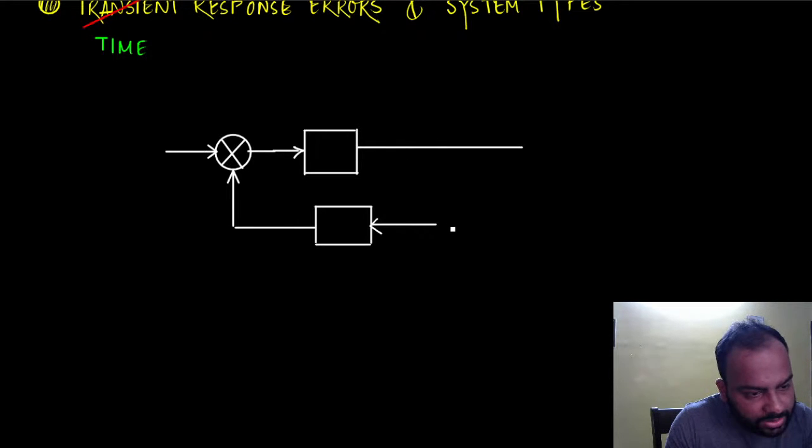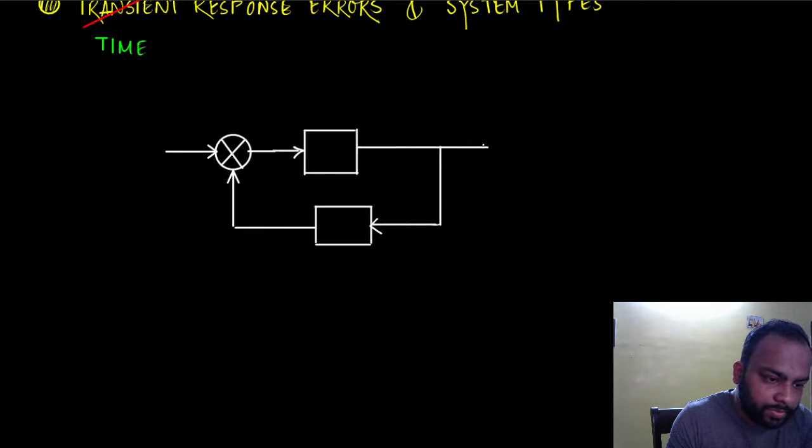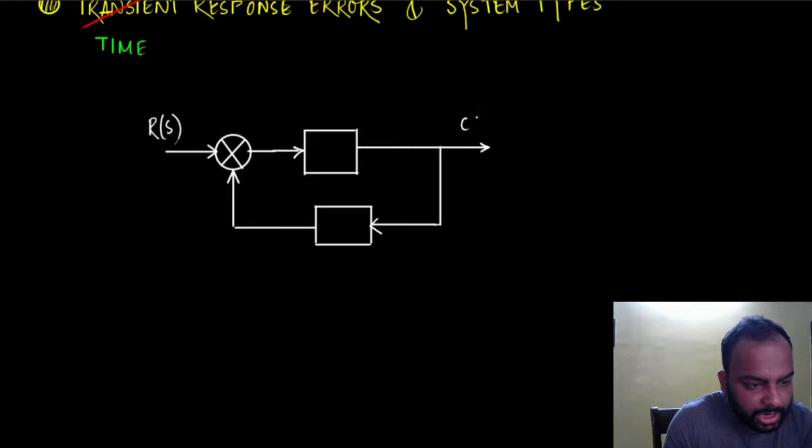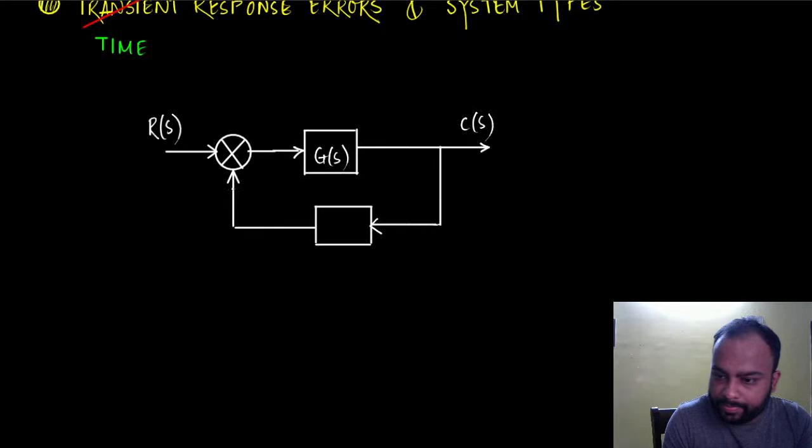And that's the output of the system, and that is being fed back. So this is the reference input, and this is the controlled output signal, and this is the transfer function of whatever we had here.